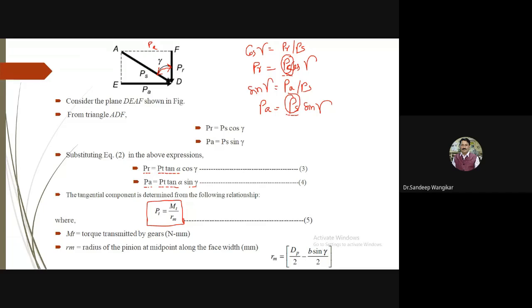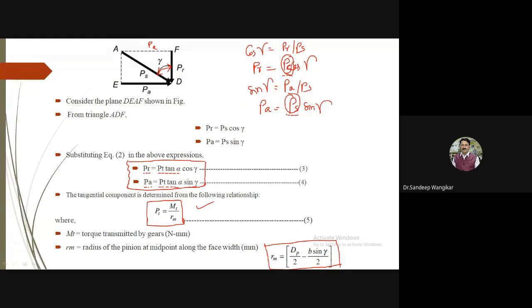And how to calculate the RM? RM is equal to dP by 2 minus B sin gamma by 2. So by using this equation, we can easily calculate RM and we can calculate PT. And if we can calculate PT, then by using these relations we can calculate PR and PA.